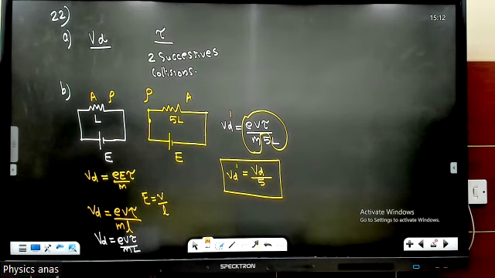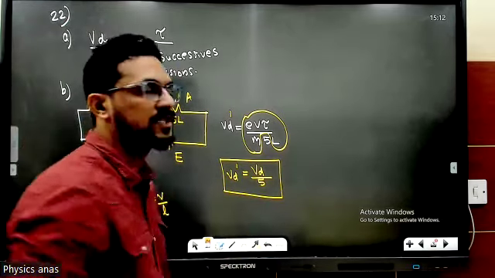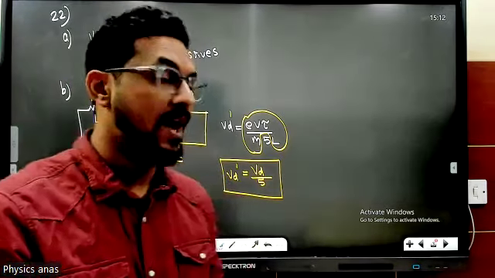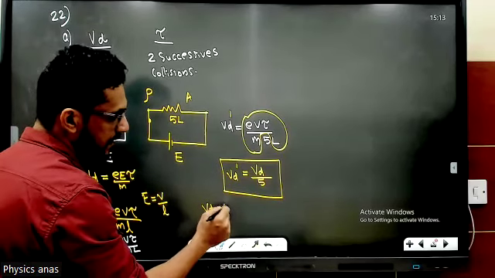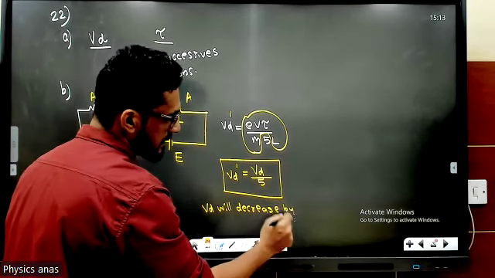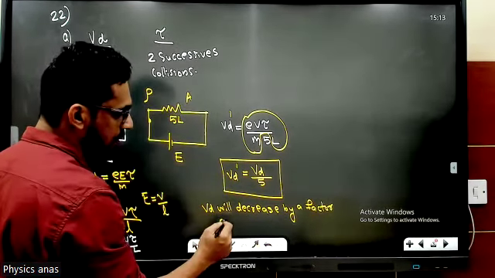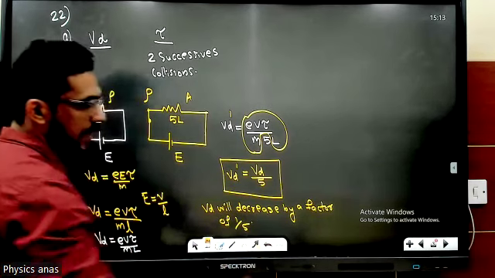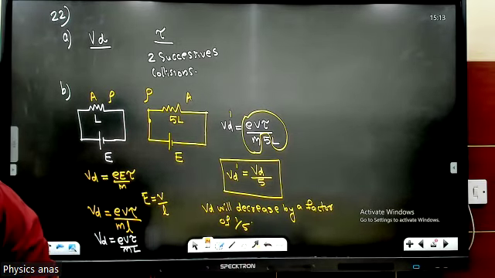Now what is the question? By what factor will the drift velocity change? This is the factor 1 by 5. Drift velocity will change by a factor of 1 by 5. It will decrease by a factor of 1 by 5. So that's our answer: drift velocity will decrease by a factor of 1 by 5. Is that okay? Did you understand this one?